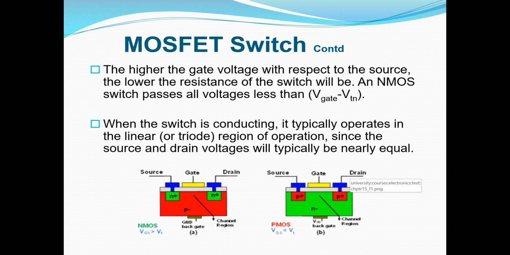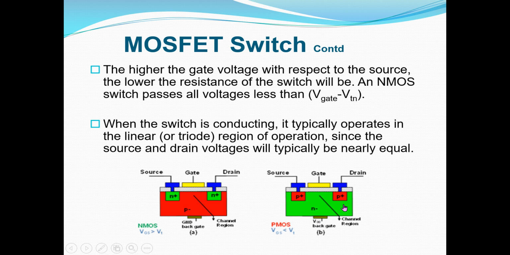When the switch is conducting, it typically operates in the linear mode, also called the triode region of operation. Since the source and drain voltages are typically nearly equal, these are the two different symbols of the NMOS. In the first case, the symbol tells that the NMOS is on where VGS, the voltage between the gate and source, is greater than VT. Whenever it's greater than VT, this NMOS will be turning on.